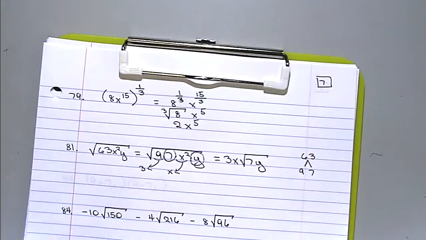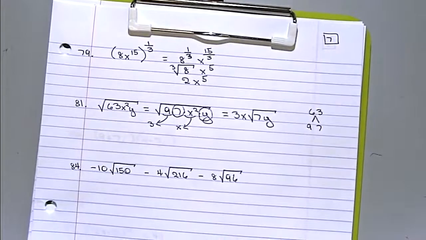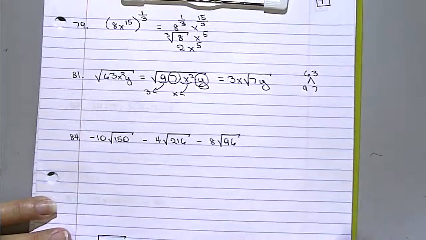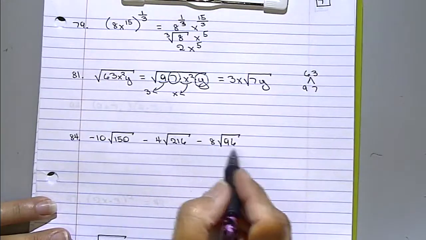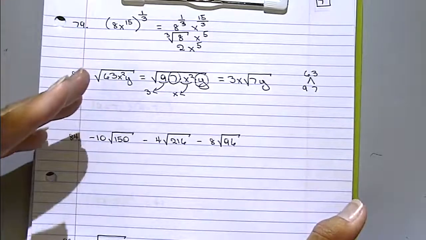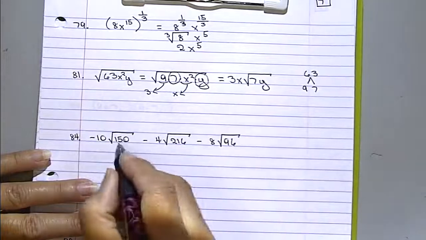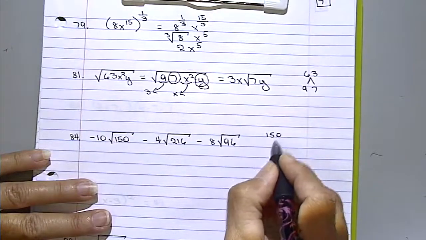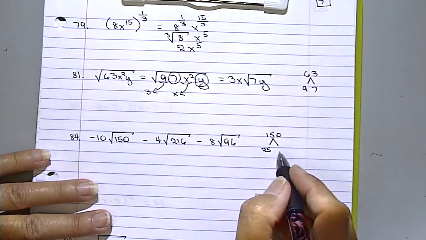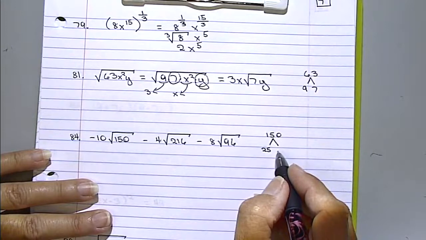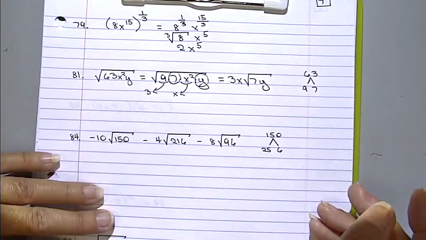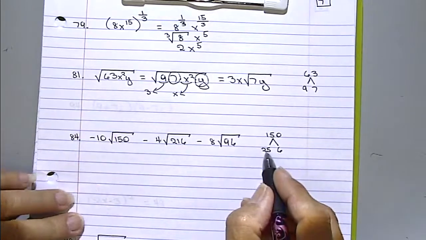All right, let's do a little bit more complicated one, number 84. It says negative 10 times the square root of 150 minus 4 times the square root of 216 minus 8 times the square root of 96. We need to get all the perfect squares out of those numbers, and they are not obvious. So I'm going to come over here and say, which perfect squares are in 150? Well, I know 25 is there. Let's check it. If I divide 150 by 25, how many do I have? 6, right? 6 quarters in $1.50. Well, there's no perfect squares in 6, so I found the only square.